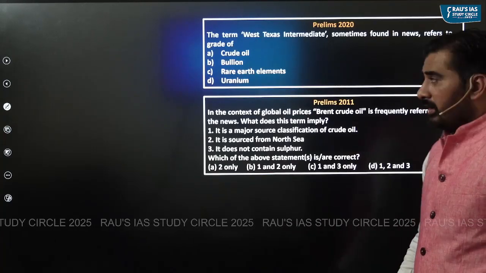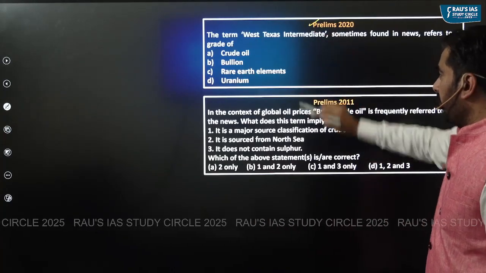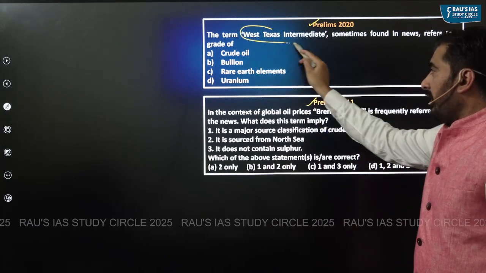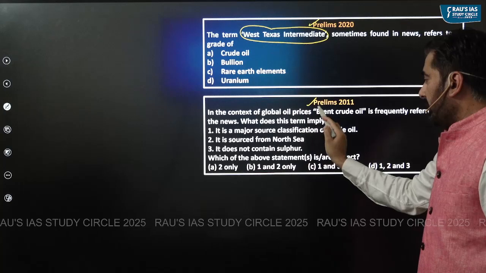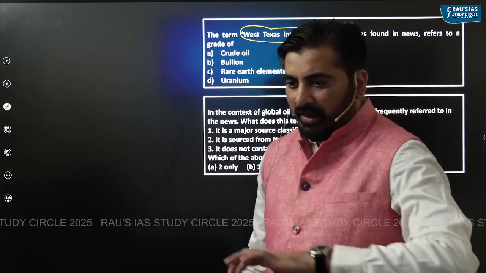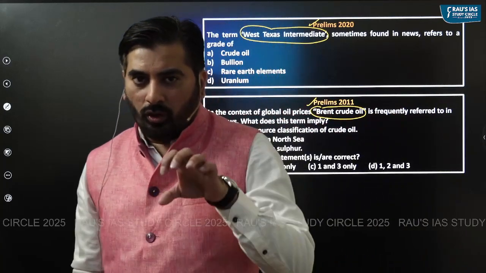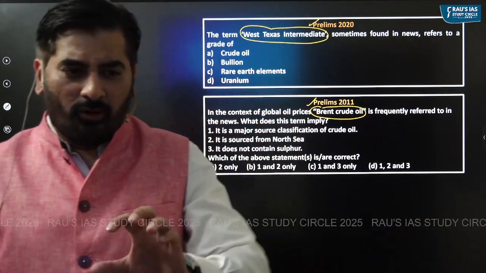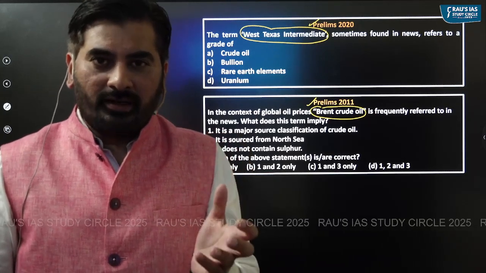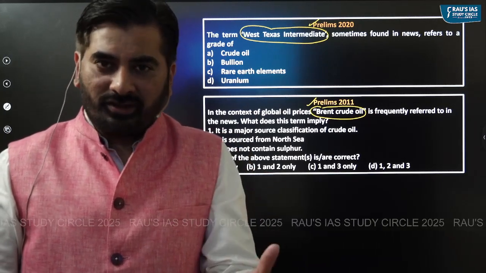Next here, if you see in prelims 2020 and in prelims 2011, questions have been asked with respect to different variants of crude oil. In different parts of the world, crude oil is mined, but there is a small difference between the crude oil in terms of their sulfur content, in terms of their fuel efficiency.